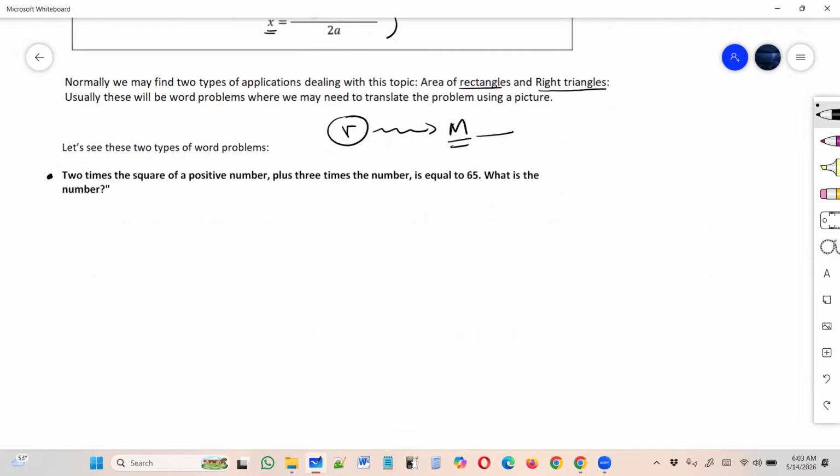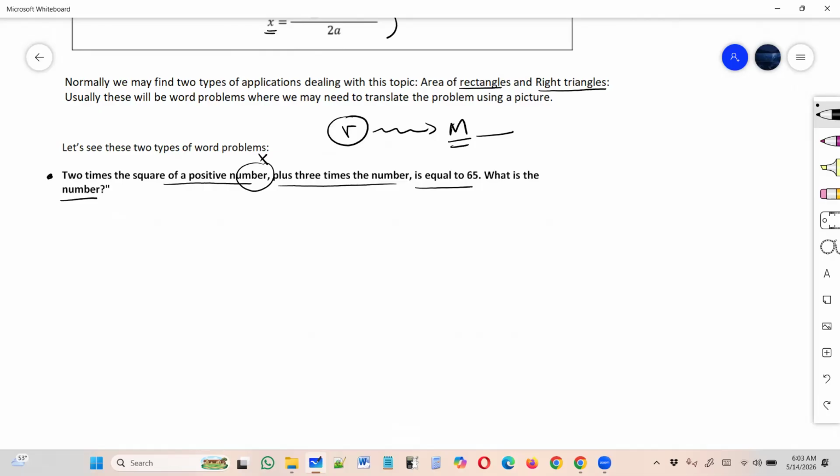In this case, I have a statement that 2 times the square of a positive number plus 3 times the number is equal to 65. What is that number? This is a verbal problem, so we have to translate it, introducing a variable. We don't know what the number is, so we're going to call it x. Then we try to create an equation from this and solve it mathematically.